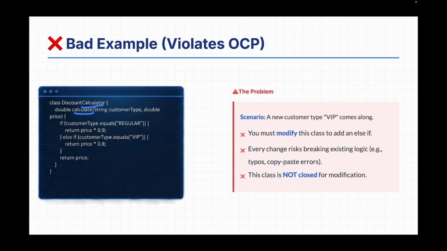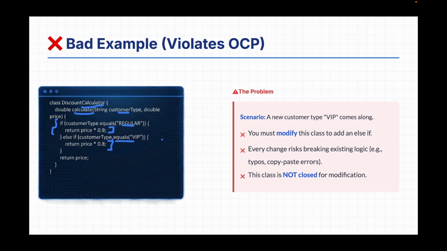This class has a method called calculate, which takes customer type and price as input. Based on the customer type, it applies a discount. For example, if the customer is a regular customer, it gives a 10% discount. If the customer is a VIP customer, it gives a 20% discount. This logic is implemented using if-else conditions.